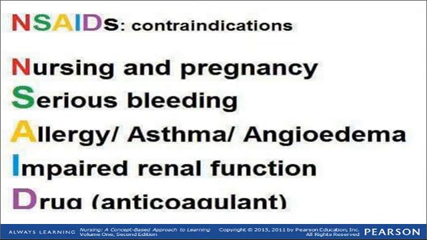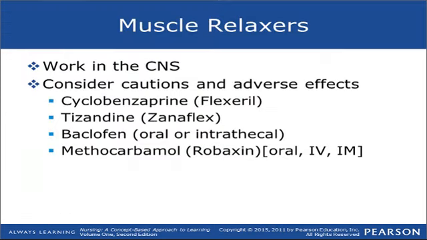So I found this mnemonic, which I thought might help some for your contraindications for NSAIDs: on the side, nursing and pregnancy, serious bleeding, allergy, asthma, angioedema, impaired renal function, or if they're on an anticoagulant. Not mentioned here is also the nonsteroidals are often contraindicated in hypertension, or they can increase your blood pressure.